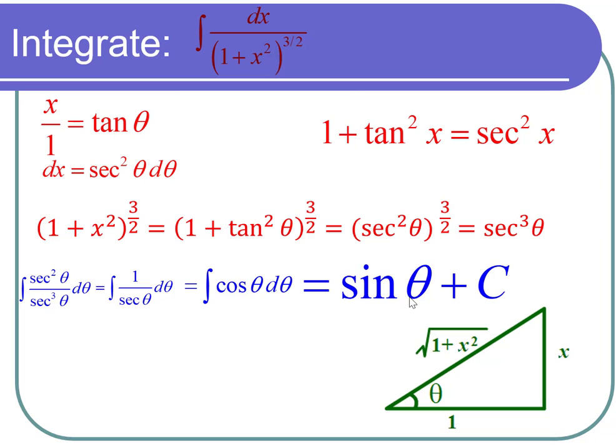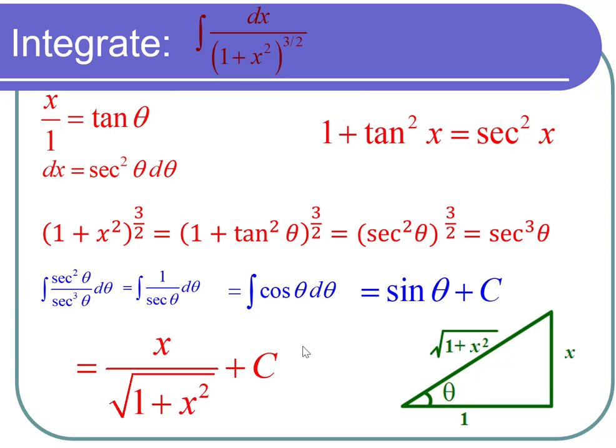Now I want the sine of theta. The sine of theta is the opposite over the hypotenuse. So we can just plug in, and we can say that the sine of theta is x over the square root of 1 plus x squared. And then I have my integral of dx over (1 plus x squared) to the 3/2 is equal to x over the square root of 1 plus x squared plus c. And I'm done with the problem.